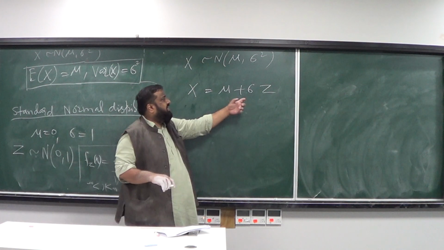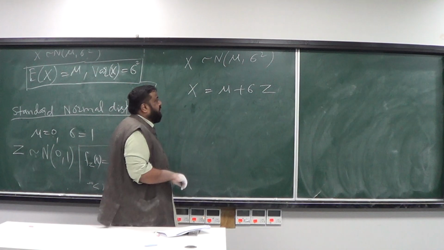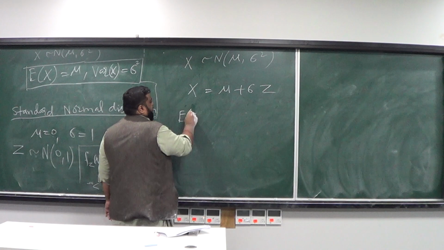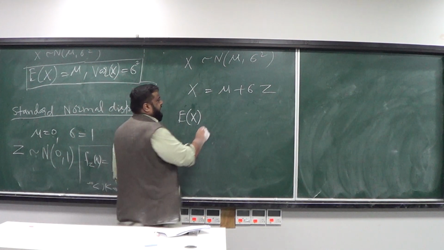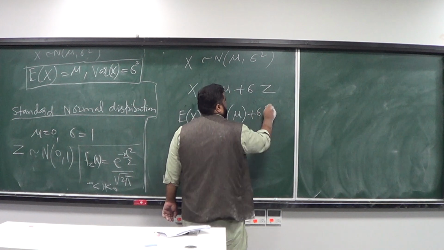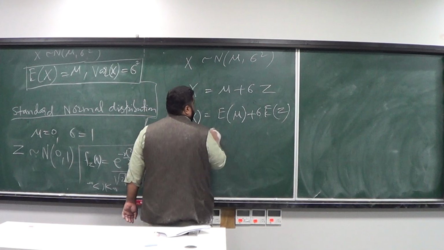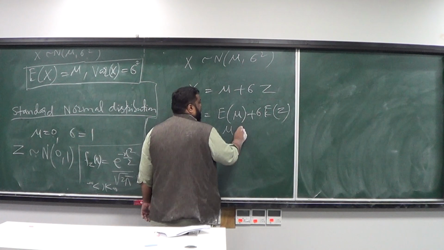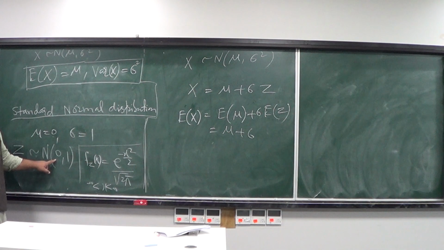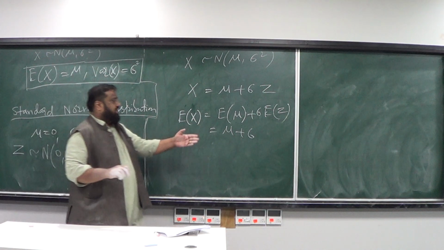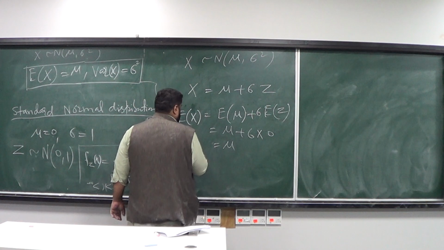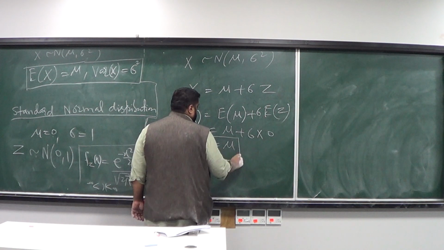And how can I show that this is really the standard normal distribution? Let's compute the expectation of X. The expectation of X is the expectation of mu plus sigma times the expectation of Z. Mu is a constant, so it's mu plus sigma times the expectation of Z. Z is normally distributed with mean 0, so this is equal to mu. So the expectation of X turns out to be mu.